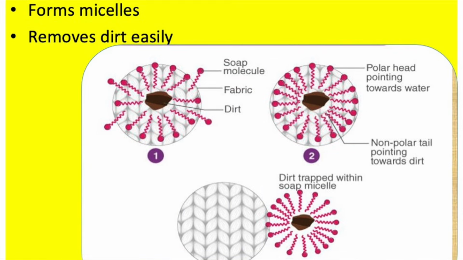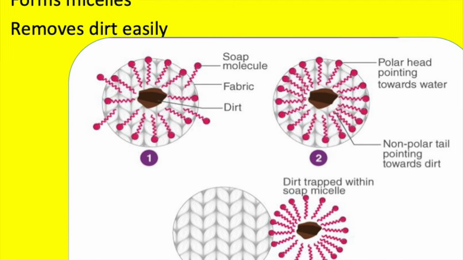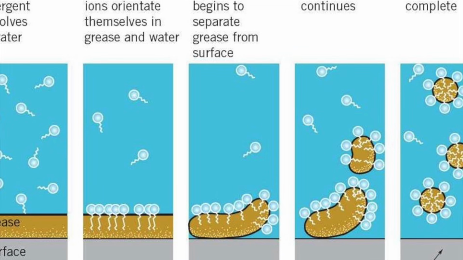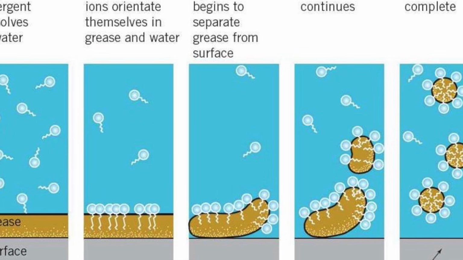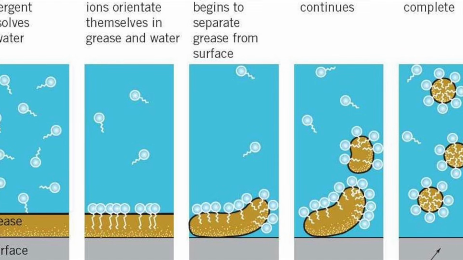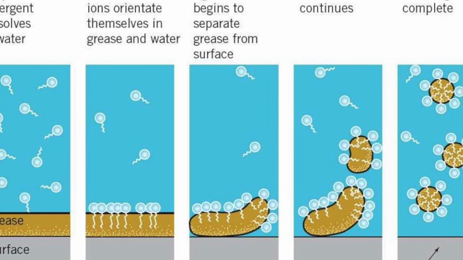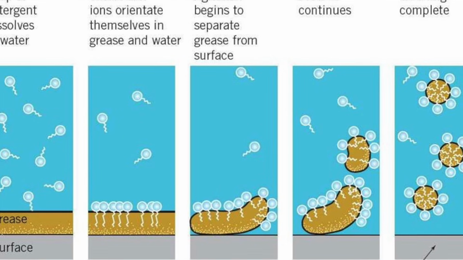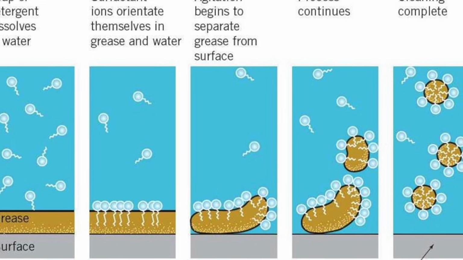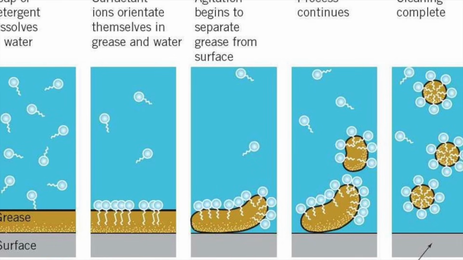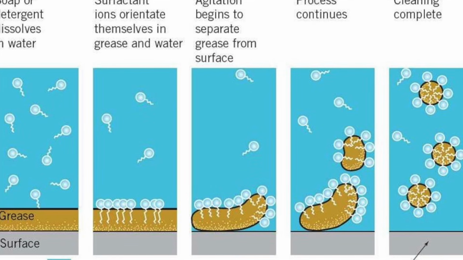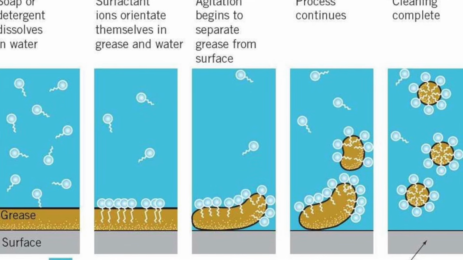Now the next topic is soap action. Have you ever wondered how soap cleans dirt and grease? Soap molecules have two parts. One part is water loving and the other part is water repelling but oil loving. When we add soap to dirty water, the oil loving part attaches to grease and dirt, while the water loving part stays in water.